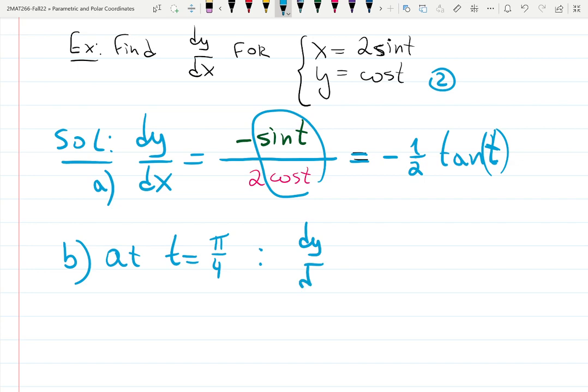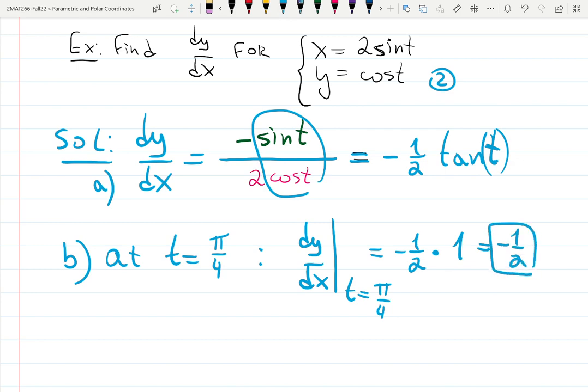dy over dx at t equals pi over 4 equals what? Minus 1/2 times tangent of pi over 4, which is 1, because sine and cosine match at pi over 4. So the answer is minus 1/2.